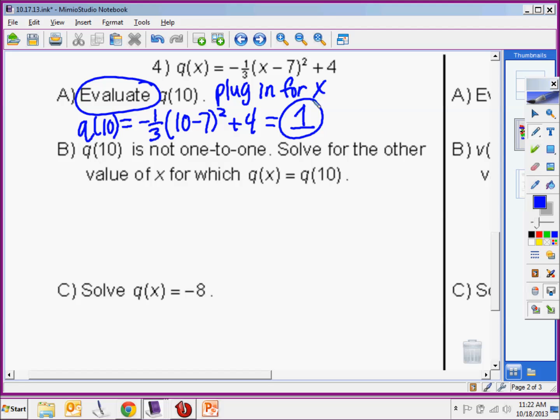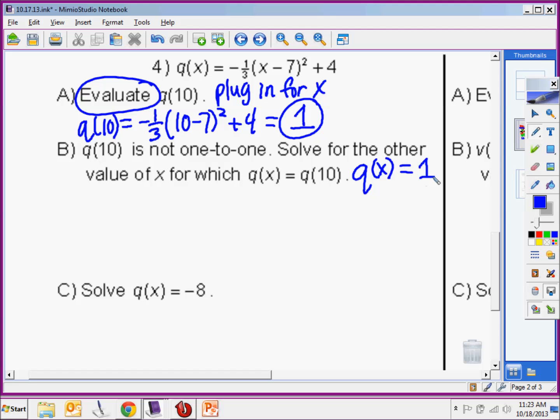All right. So now the thing here that makes this problem a little higher level is that we're going to understand the fact that q of 10 is not 1-to-1. The reason why it's not 1-to-1, what kind of function is this? It's quadratic. Is a quadratic function 1-to-1? No. It passes the vertical line test, but it doesn't pass the horizontal, because every point except the vertex has another point, right? Yeah. Every y value except the vertex y value has another x value. Okay? So it wants to know, well, what other number can I plug in for x that will give me 1? So the question is now, when else does q of x equal 1?